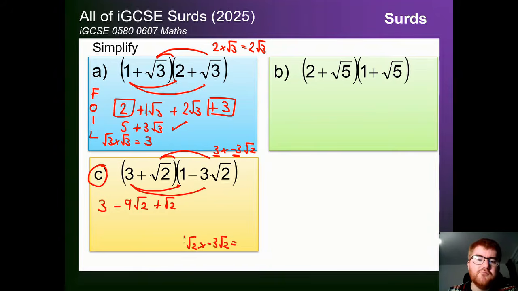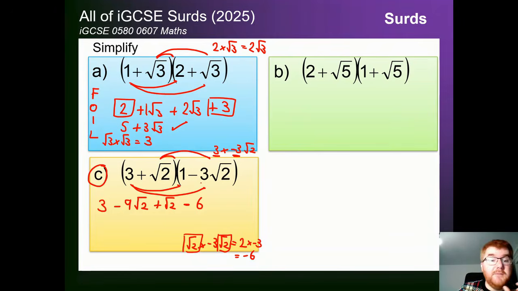First of all, we use the rule that we looked at before. So root 2 times root 2, that gives me 2. We've still got a minus 3, so we've got 2 times minus 3. 2 times minus 3 is equal to minus 6. So again, just like before, we still get a number in our last term here. Now we simplify, so we have a 3 here, a minus 6 here. That gives us minus 3.